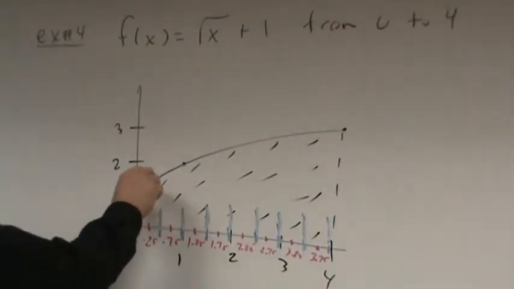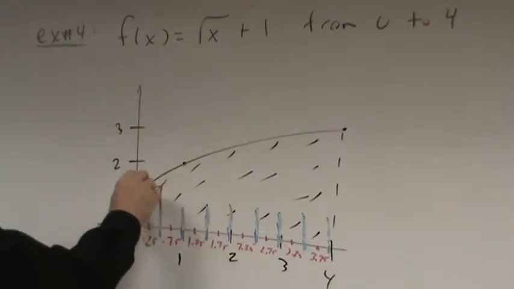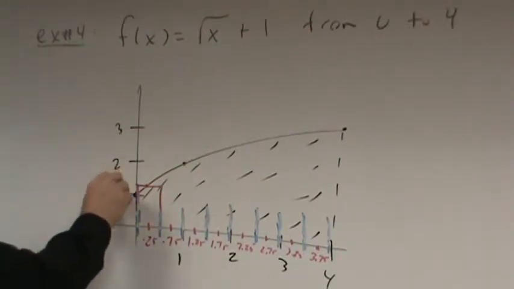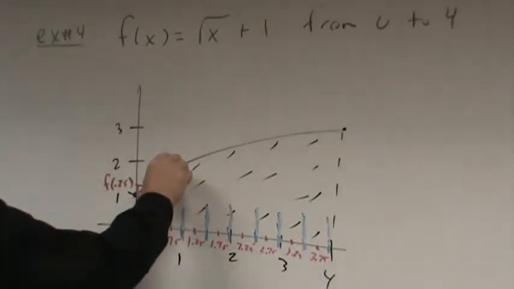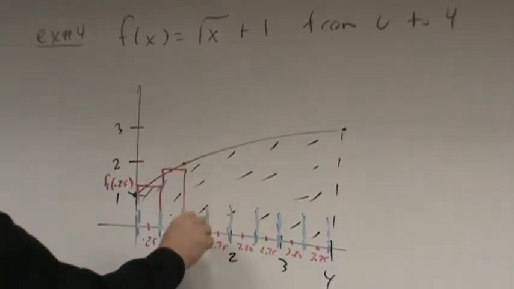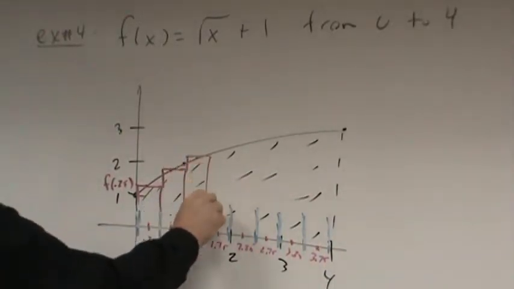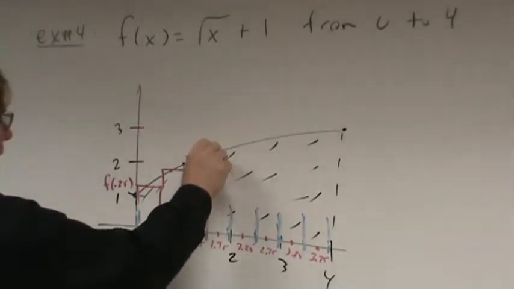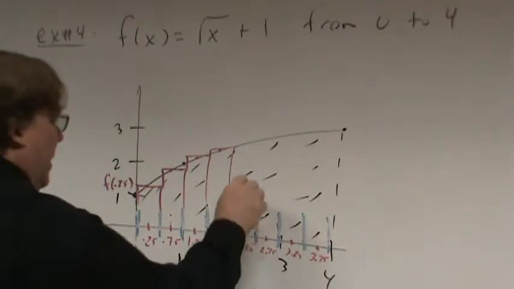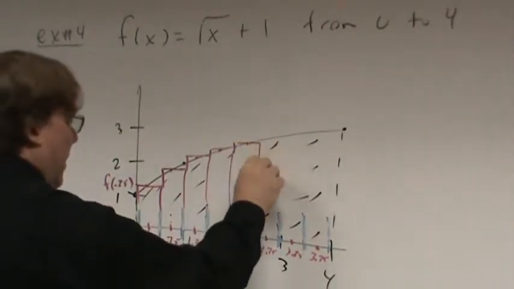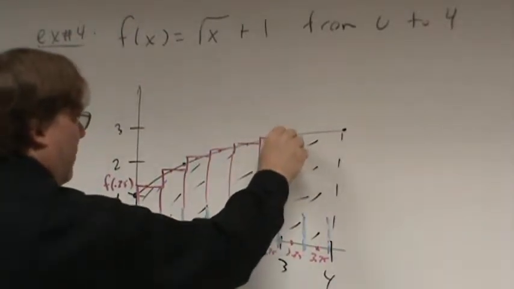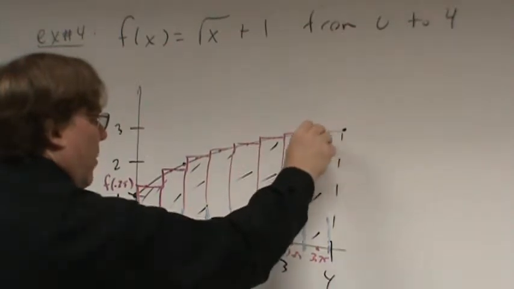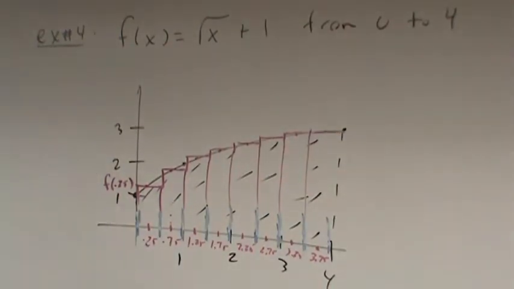Okay, so looking at this one, his height is going to be f of 0.25. That's the height of the first rectangle. And the height of the second rectangle is going to be f of 0.75. And the height of the next rectangle is f of 1.25, etc. The height of each rectangle is going to be the y-coordinate of the midpoint of each partition. Okay, so let's go ahead and do this.